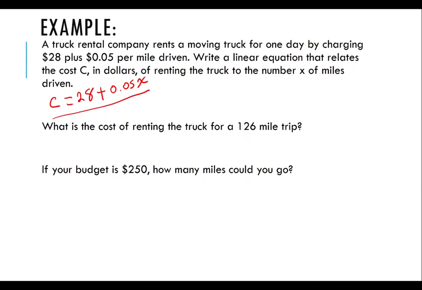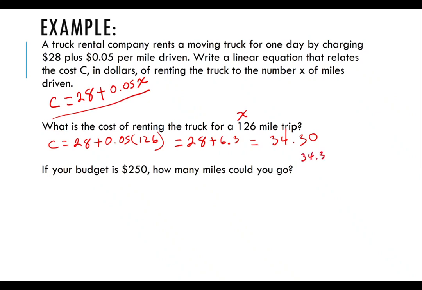Well, then they want to know what is the cost of renting the truck for a 126-mile trip. Well, that is, if we make our x 126, what will the cost be? So that's going to be the cost is equal to 28 plus 0.05 times 126, $28 plus a nickel times 126. 126 nickels is $6.30. And then 28 plus 6.3 is 34.3. And since it's money, I'm going to go ahead and give it that decimal there. And so that is $34.30.